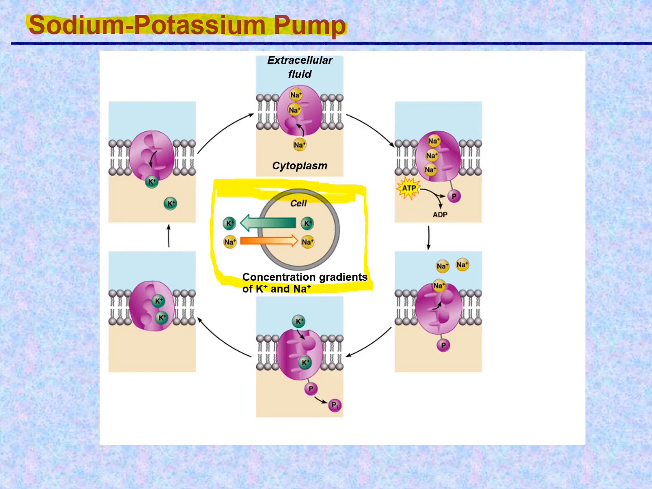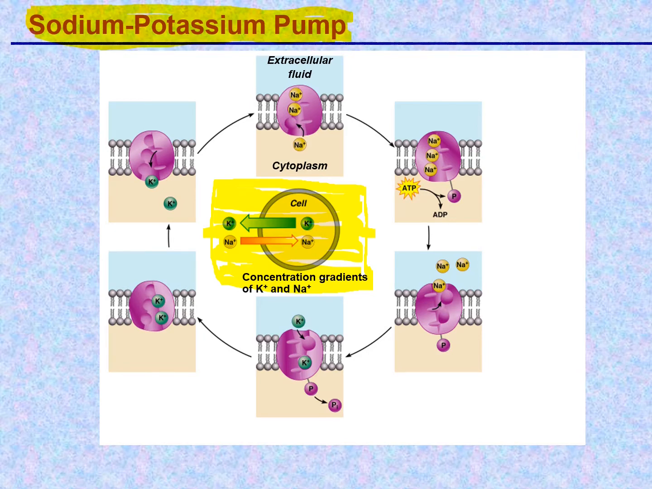What's shown here in the middle is that in terms of concentration gradient, potassium is higher inside the cell and sodium is higher outside of the cell. Potassium is higher inside than outside, and sodium is higher outside than inside, due to the action of the sodium-potassium pump.